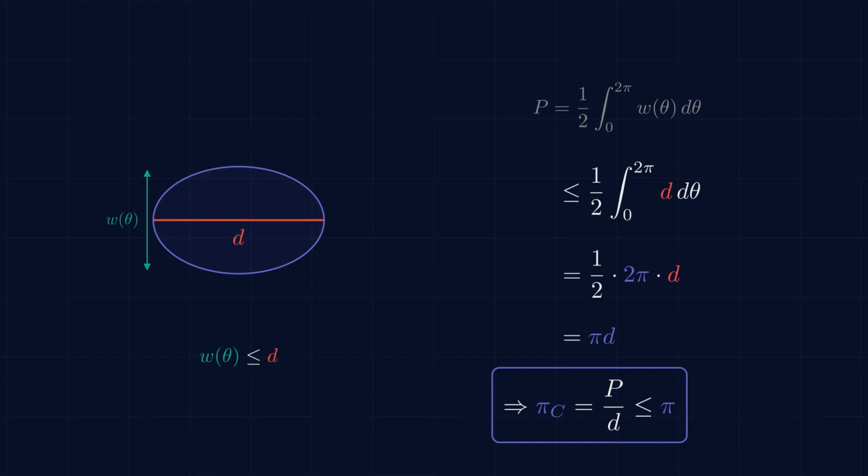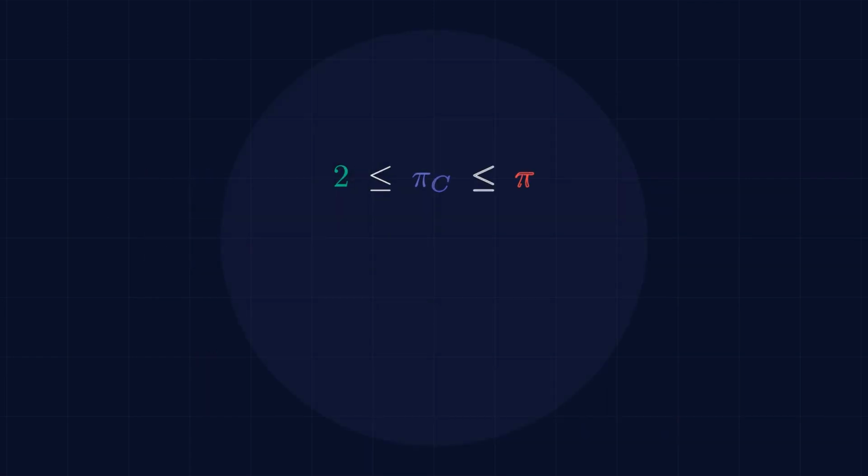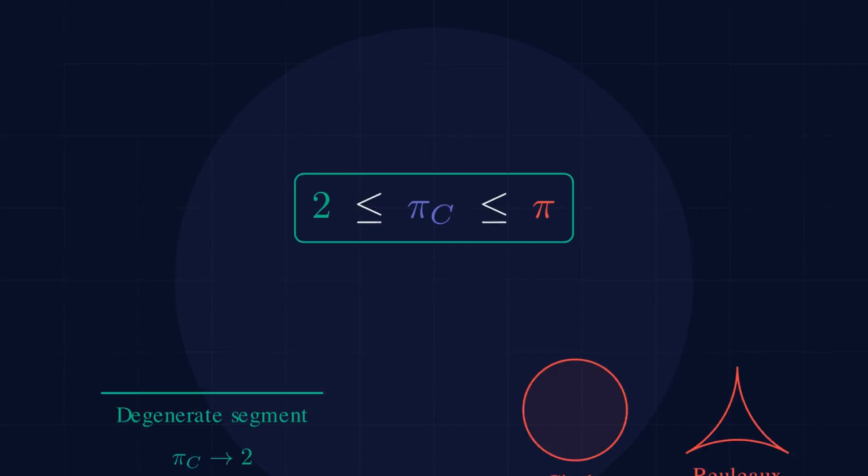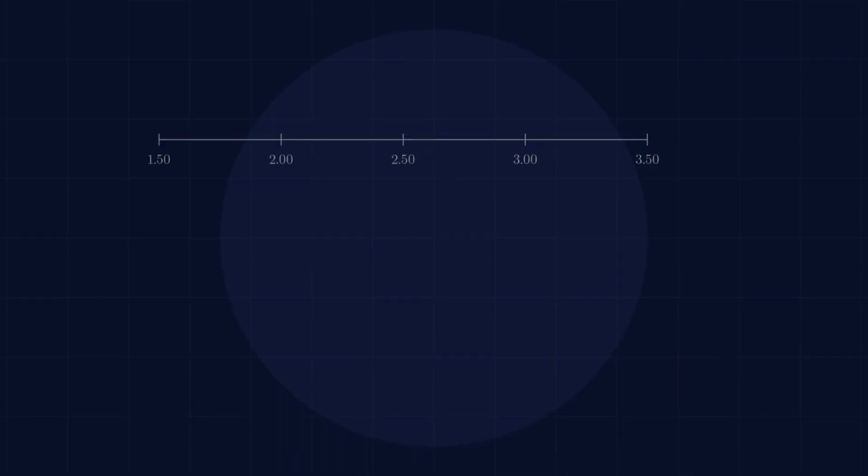For any convex shape, its generalized pi lives between 2 and the real pi. The lower bound is achieved in the limit by a shape collapsing to a line segment, and the upper bound is achieved not just by the circle, but by any curve of constant width, like a Reuleaux triangle. So pi isn't just a property of circles. It's actually the universal upper bound for this ratio across all convex shapes. A beautiful result from convex geometry.